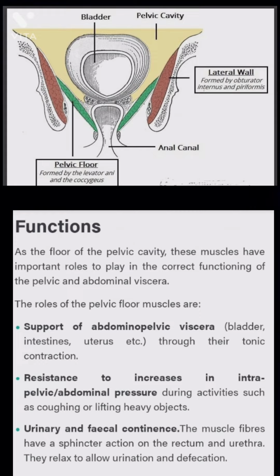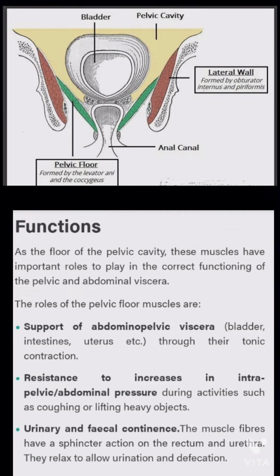Another function is resistance to increase in intrapelvic abdominal pressure during activities such as coughing or lifting heavy objects. It supports our abdominal and pelvic area, because when we cough or sneeze or lift any heavy object, there is pressure over our hip area. So it maintains resistance to increased intrapelvic abdominal pressure, and it supports the gap between the pelvic area and the abdominal pressure. And third is urinary and fecal continence.